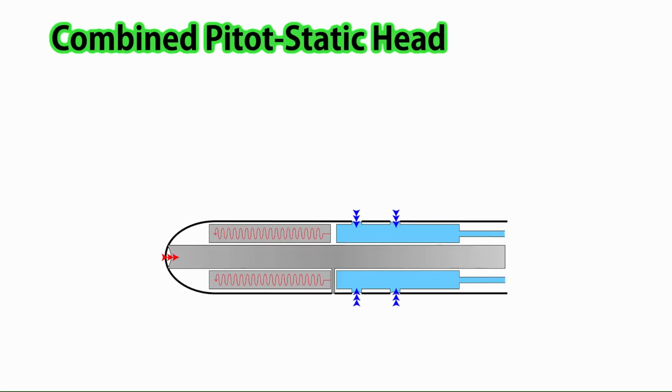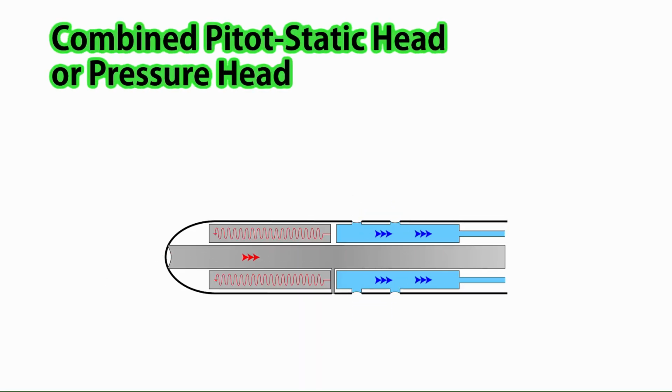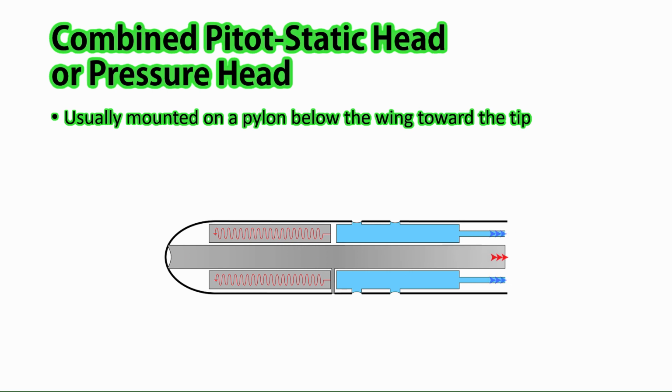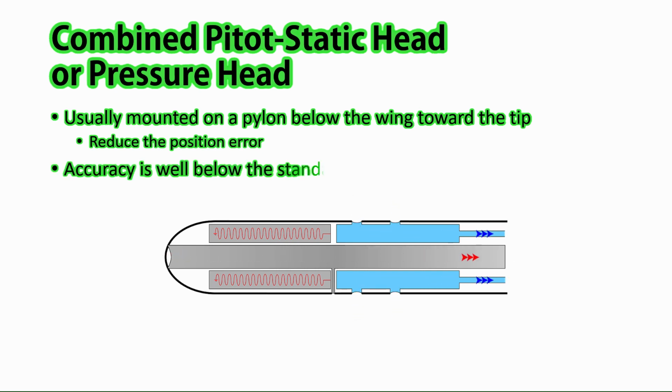Combined pitot static or pressure head. On some aircraft, a combined pitot static head is used. The combined head is usually mounted on a pylon below the wing toward the tip, thus reducing the position error to an acceptable level, although accuracy is well below the standard achieved by systems that are more sophisticated. A typical combined pressure head system is shown on the screen.